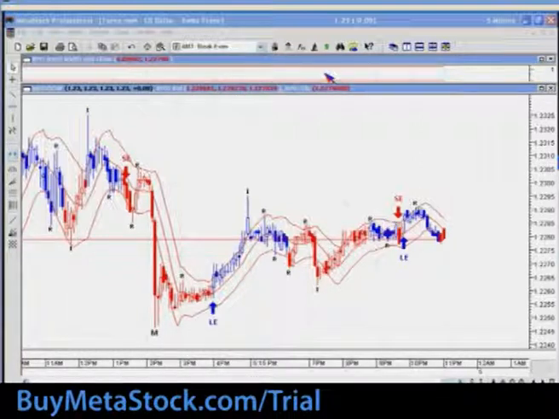Did that just jump up there? It jumped up. It might have gotten me. One more pip. One more pip, and I get it. It jumps up and fell right back down. So I'm just trying to get out of that position at break even because the time's changed.